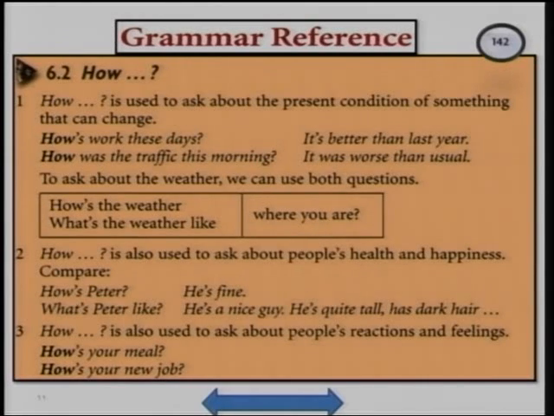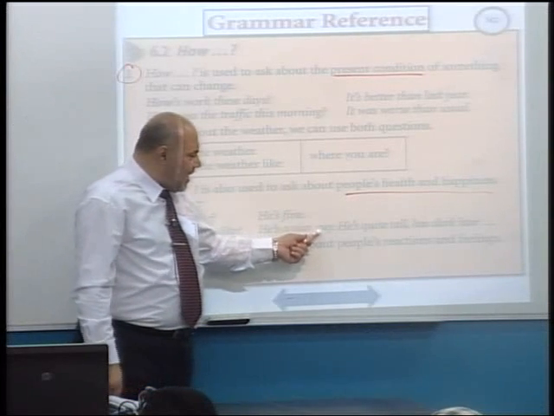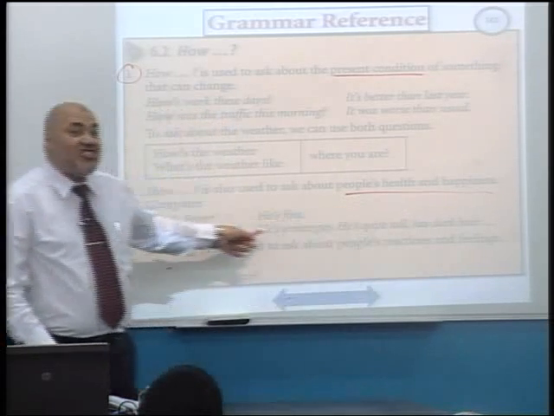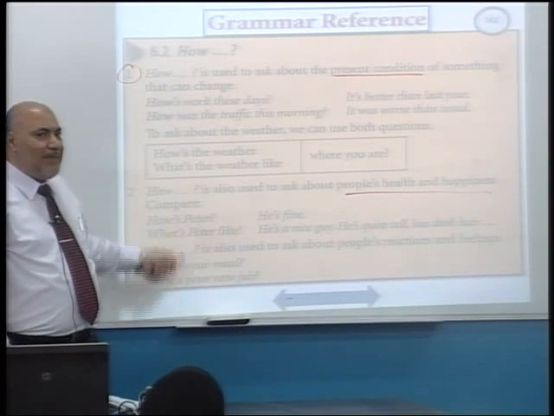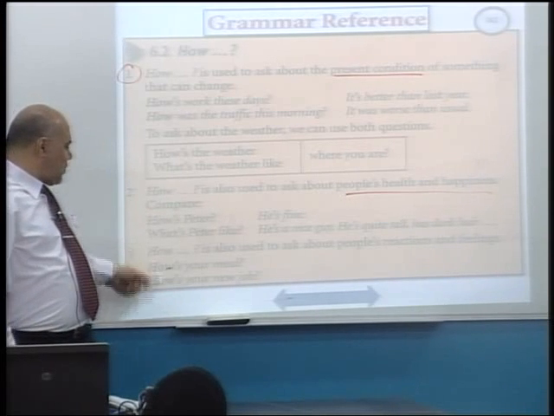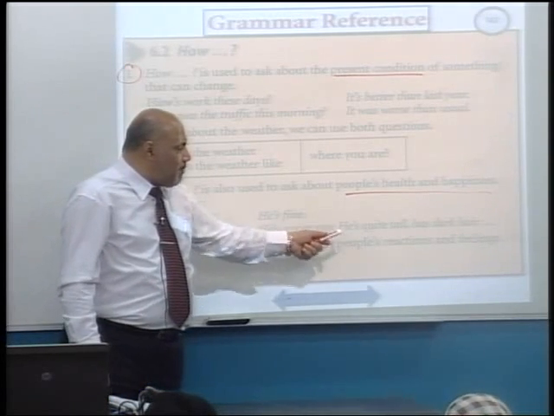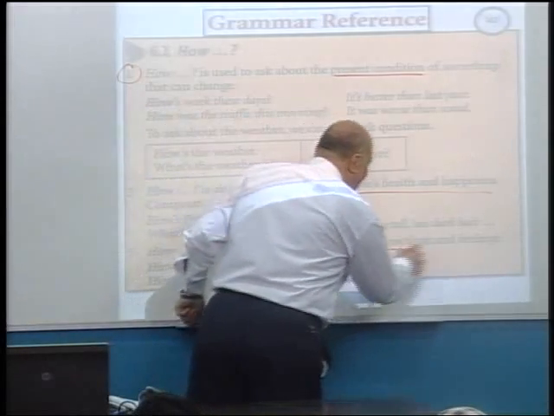What's Peter like? Now, his health, he's fine. He's okay. He's ill. But here, what's Peter like? He's a nice guy. He's quite tall. He has dark hair. So this is description, but permanent description. But this one is about health or happiness. You understand the difference? The last point, how is also used to ask about people's reaction and feelings.